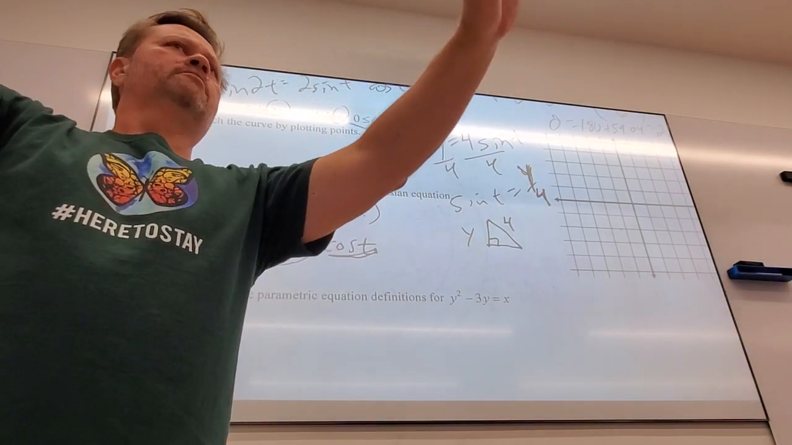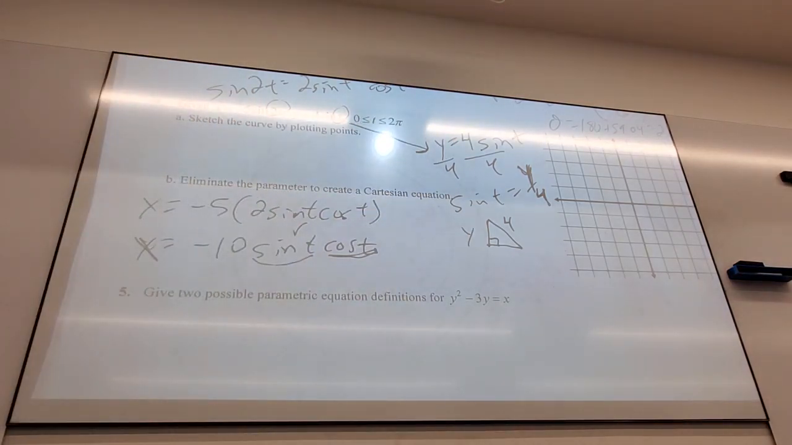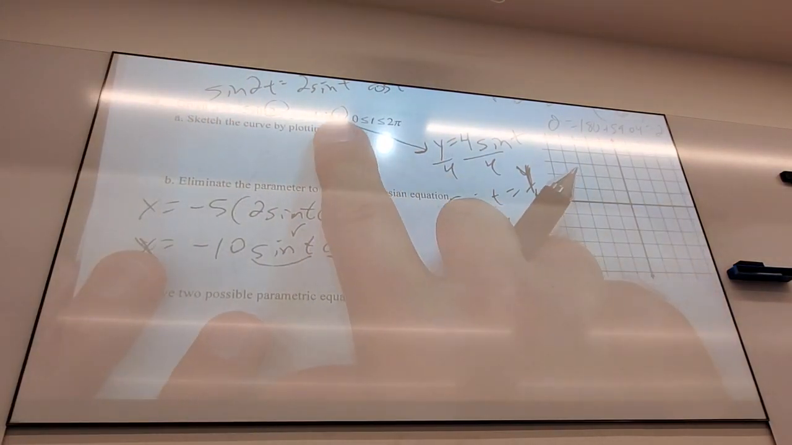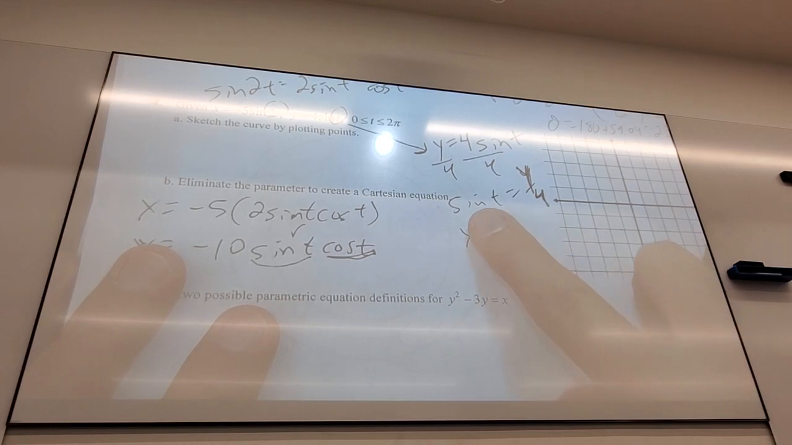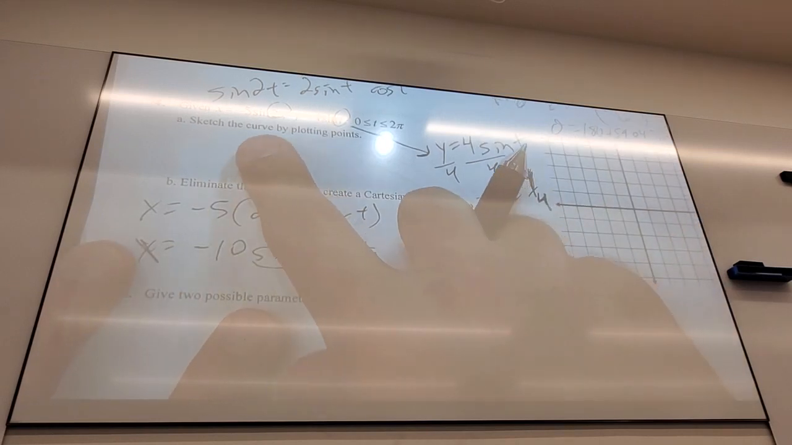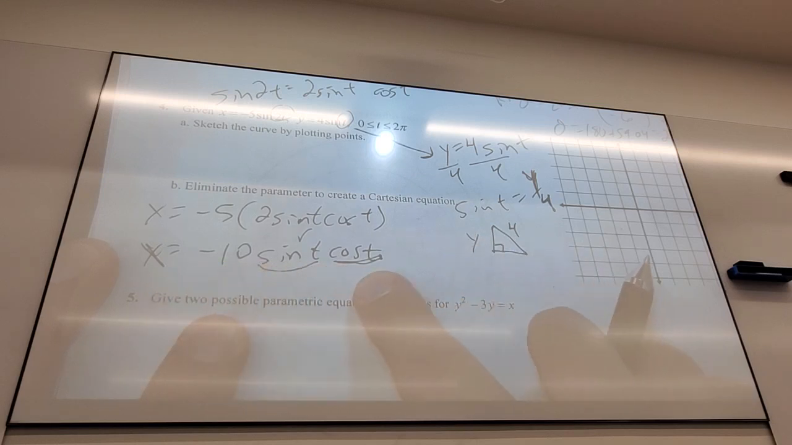Okay. So everybody agree with me that I know sine t is y over 4? Yep. Okay. If I know sine t is y over 4, I can draw this triangle, yes? Why do I need to do that? Because I need you guys to be really comfortable with the fact that I did this.